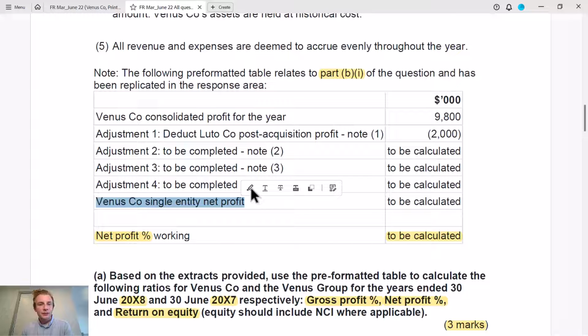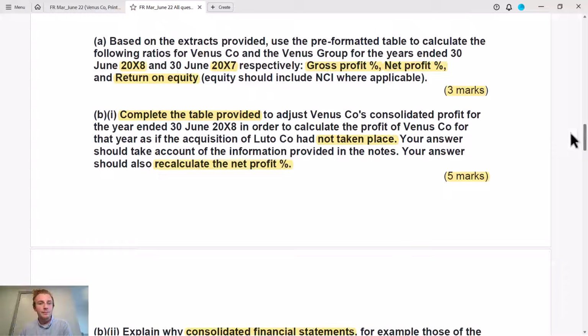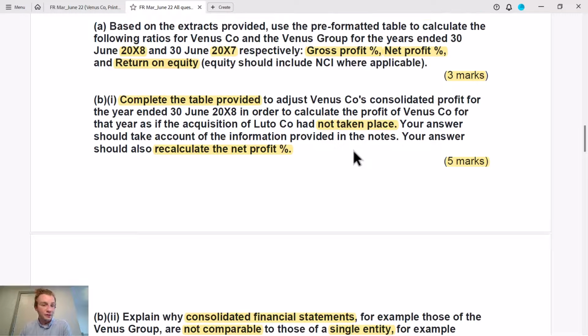As a result, we have the Venus Co. single entity. So Venus Co. before they purchase the subsidiary, and Venus Co. afterwards. After when they've purchased the subsidiary, that is where it's a consolidated set of financial statements. And from that, for part BI, we're asked to take into account if they'd not actually purchased Lutoco, who was the subsidiary in this case, and then to recalculate your net profit percentage.